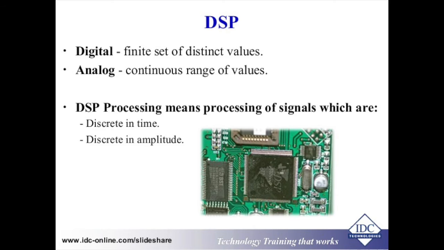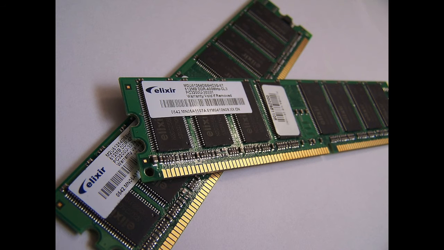DSP, digital signal processing, is the use of digital processing such as by computers to perform a wide variety of signal processing operations. RAM, random access memory, is a form of computer data storage that stores data and machine code and is currently being used. A random access memory device allows data items to be read or written in almost the same amount of time, irrespective of the physical location of the data inside the memory.